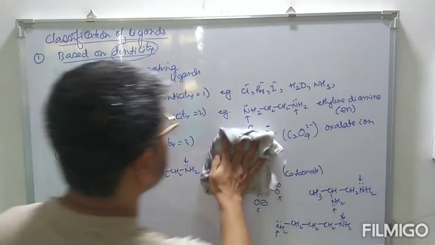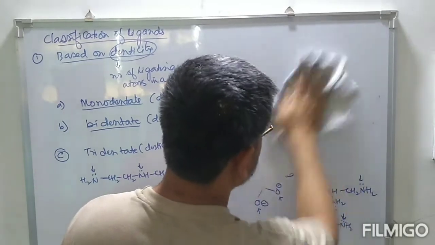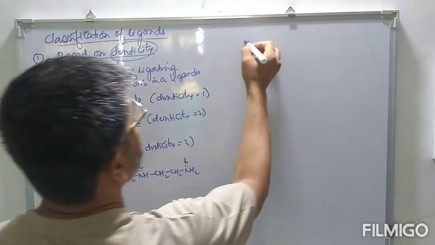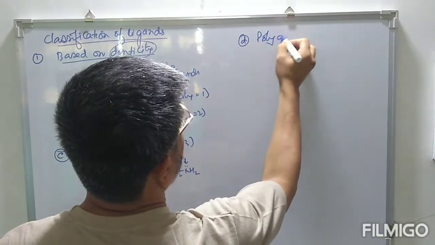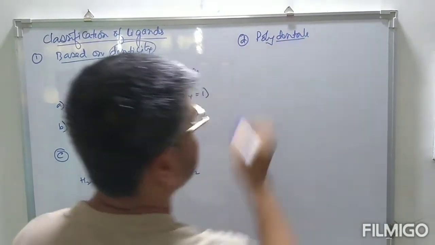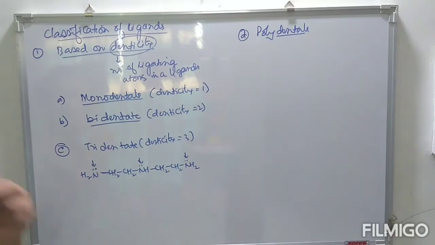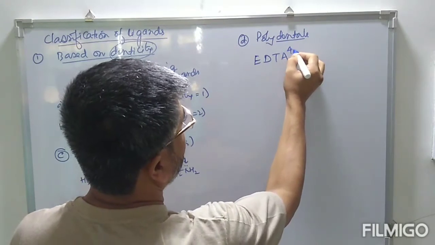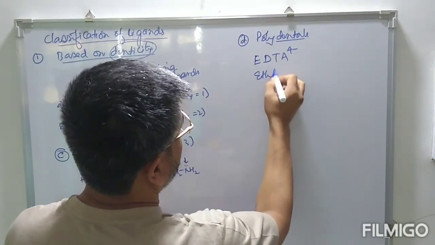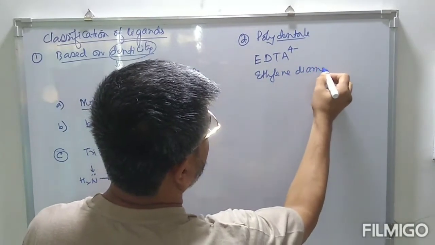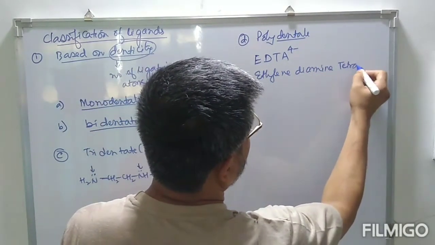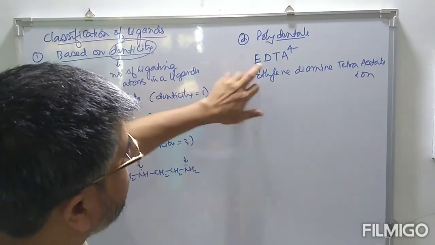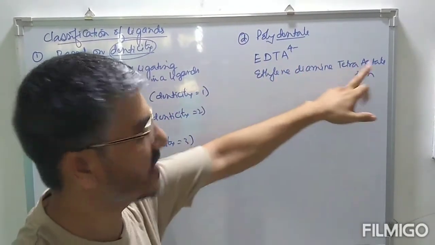Then, if the denticity is more than 3, we can simply say that it is a polydentate ligand. The best example is EDTA 4 minus. It is ethylene diamine tetra acetate ion. E for ethylene, D for diamine, T for tetra, A for acetate ion.